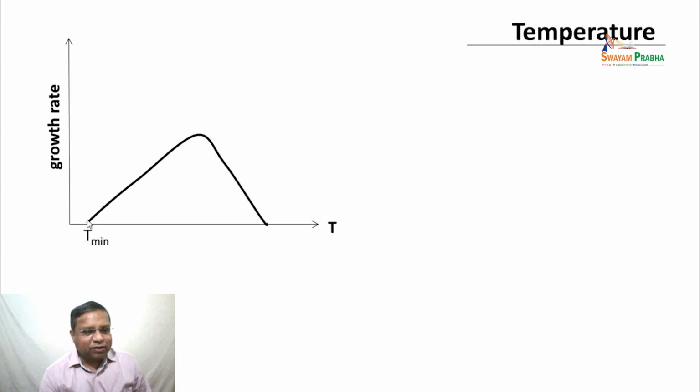This is called T min, below T minimum, below which growth does not occur. This is T max, the maximum temperature at which growth occurs, beyond which growth does not occur. And it's quite obvious that this is T optimum, the optimum temperature at which the growth rate is maximum. And we would like to usually operate at the T optimum unless we are looking at coming up with temperature based strategies by which the temperature is varied in a narrow range towards various ends.